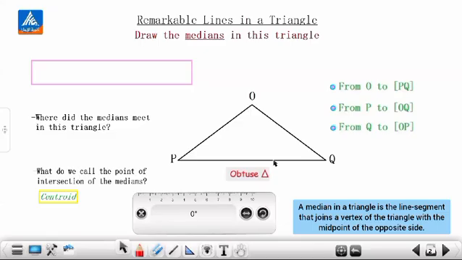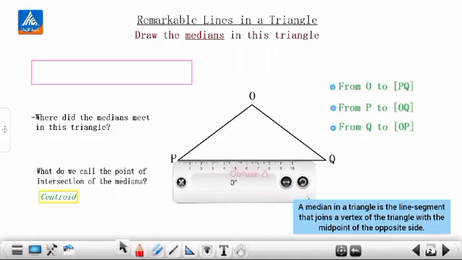Let's draw the medians of a triangle OPQ. Triangle OPQ is an obtuse triangle. It has one obtuse angle. Median 1 from vertex O to the midpoint of the opposite side PQ. So, first step, let's measure PQ. The length of PQ is 13 centimeters. The half of 13 is 6.5. So the midpoint is here.